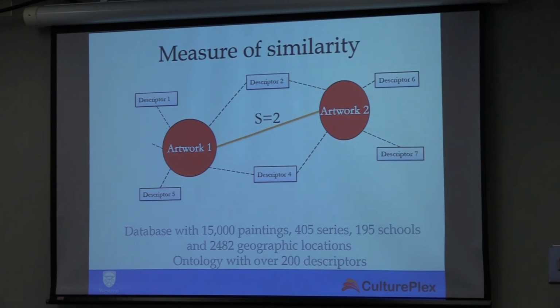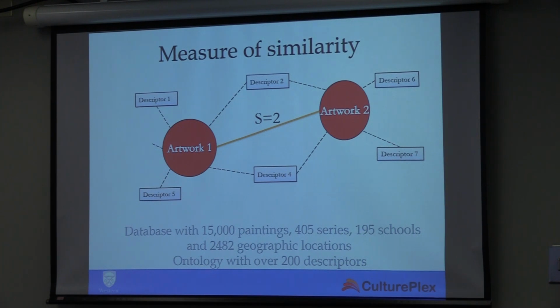So how do I know if artwork 1 is similar to artwork 2? This is where mathematicians are useful. They are useful for many other things. But in this case, it's not that they are completely similar. It's what degree of similarity they have. This is what they ask for. And they say that two paintings are as similar as the number of descriptors that they have in common.